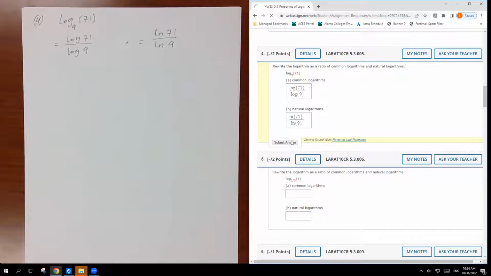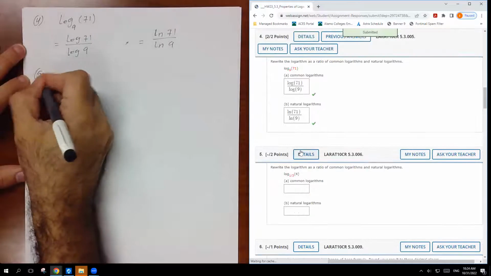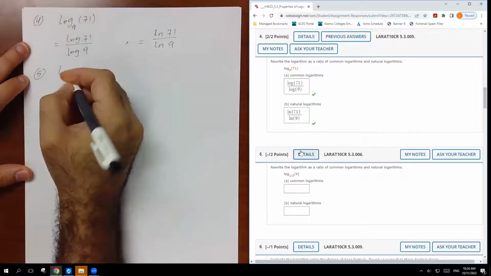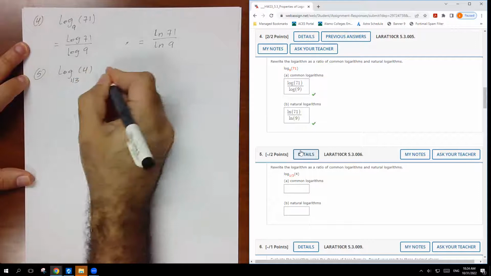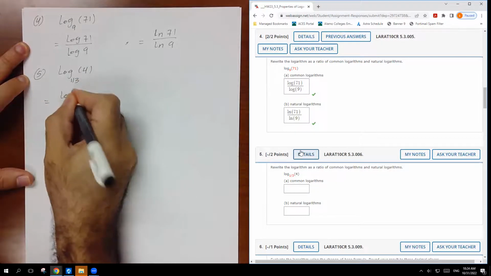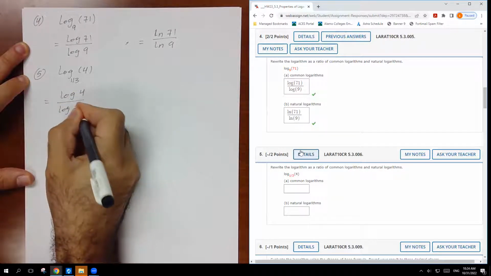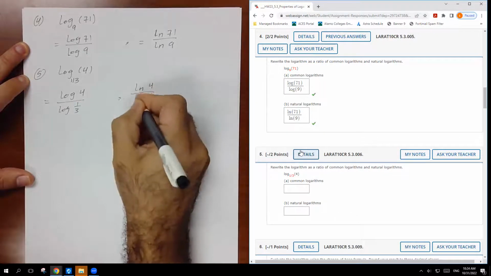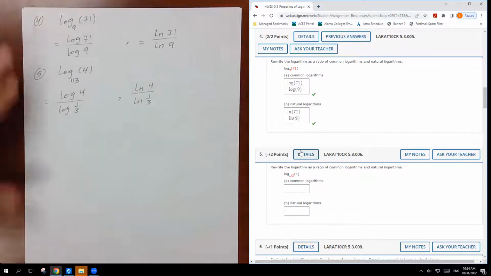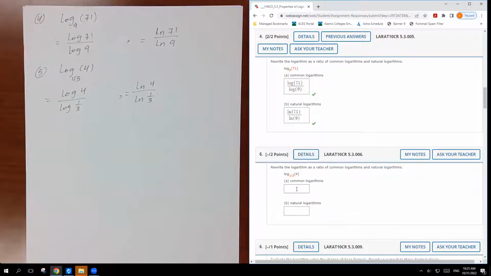Example 5 is going to be exactly the same thing, but it's going to be log base 1/3 of 4. So this one is going to be log of 4 over log of 1/3. Or you can say it's ln of 4 over ln of 1/3. So both are going to be right. Which one you're going to use? Here they ask you to write down both.